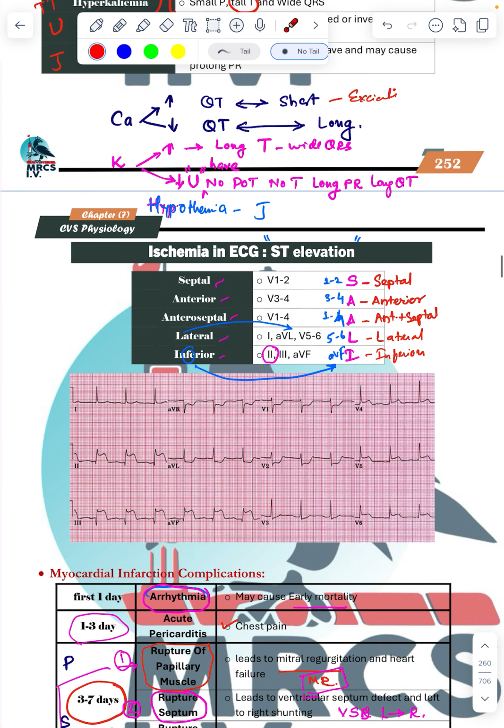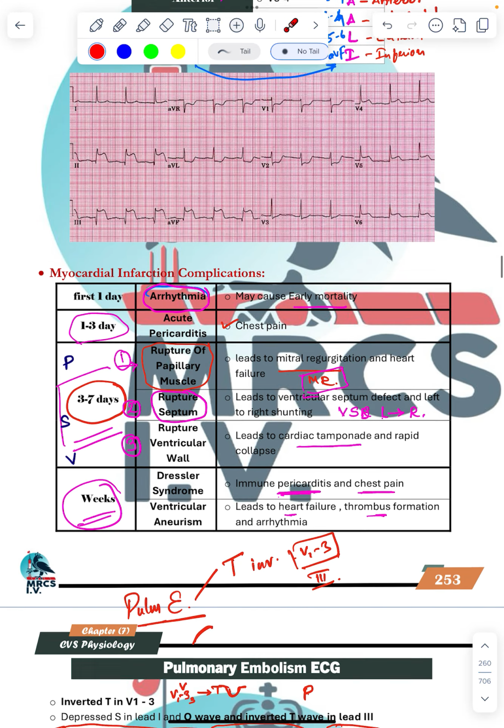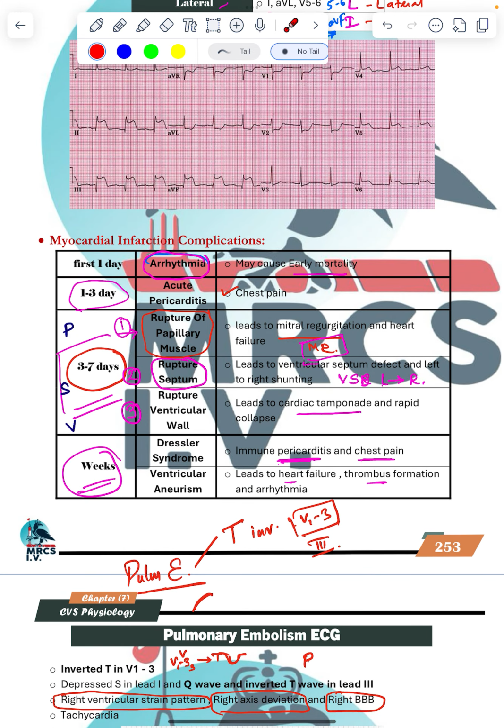So this was about ischemia, and this is about infarction. What happens? On the first day, arrhythmia may cause early mortality. 1 to 3 days, acute pericarditis, this is chest pain. 3 to 7 days, the papillary muscle may rupture leading to mitral valve regurgitation and heart failure. Rupture of the septum leads to ventricular septal defect and a left to right shunt. Ventricular wall rupture leads to cardiac tamponade. These are the complications. Dressler syndrome, immune pericarditis.